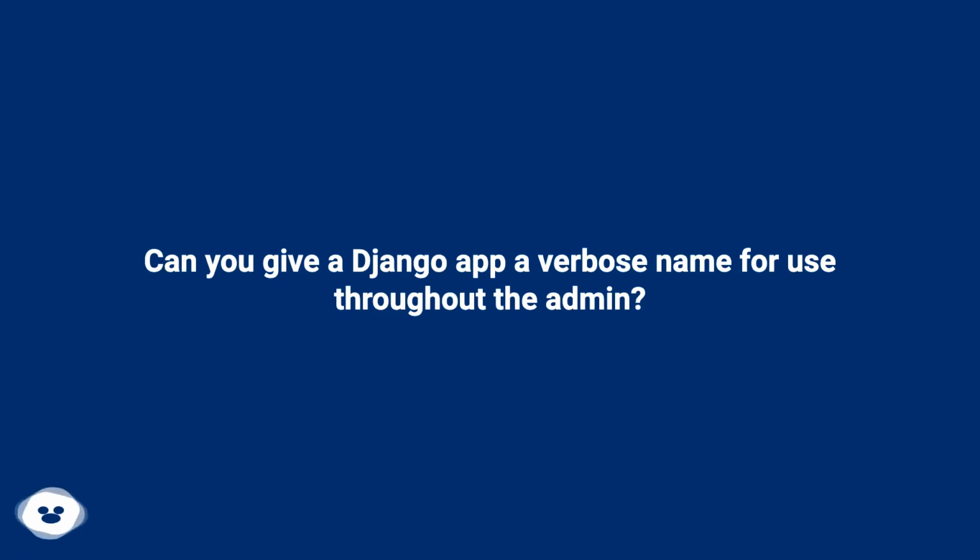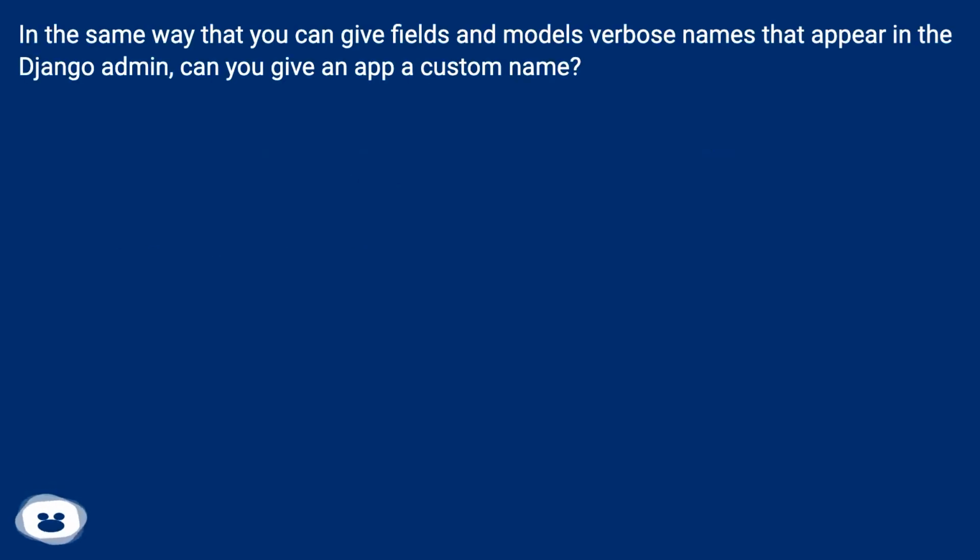Can you give a Django app a verbose name for use throughout the admin? In the same way that you can give fields and models verbose names that appear in the Django admin, can you give an app a custom name?